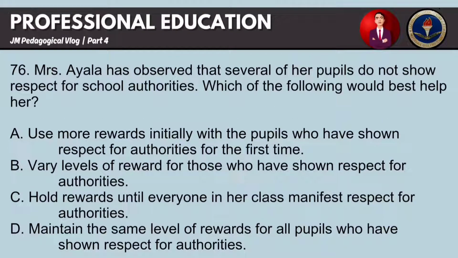Mrs. Ayala has observed that several of her pupils do not show respect for school authorities. Which of the following would best help her? A. Use more rewards initially with the pupils who have shown respect for authorities for the first time. B. Vary levels of reward for those who have shown respect for authorities. C. Hold rewards until everyone in her class manifests respect for authorities. D. Maintain the same level of rewards for all pupils who have shown respect for authorities. The answer is B.